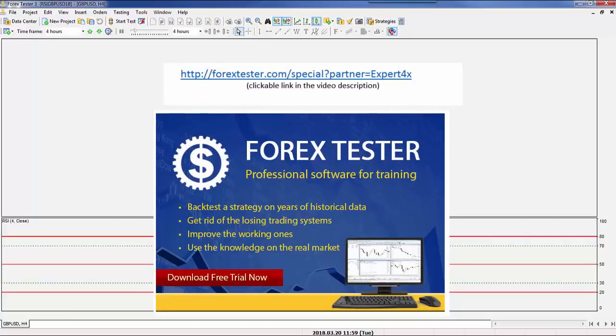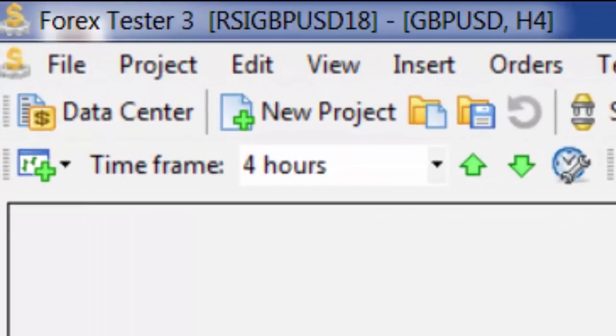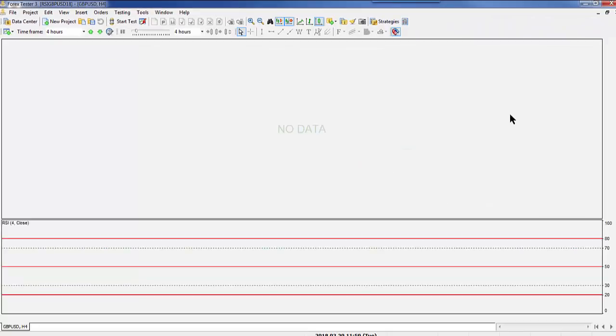The free version allows you to do some testing but not save the settings. The paid version comes with some data and also allows you to save your projects. I'm using a particular project today which I've designed, which I call the RSI Pound USD 2018 project. At the moment, I haven't started, so there's no data that has been loaded into this test. I am going to start the test.